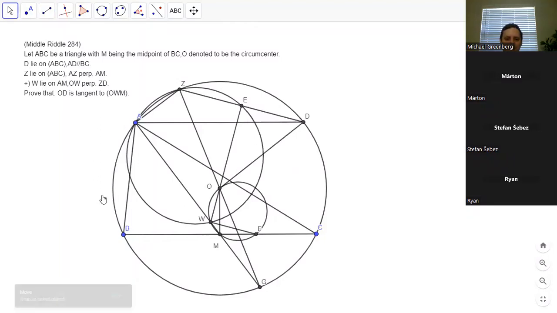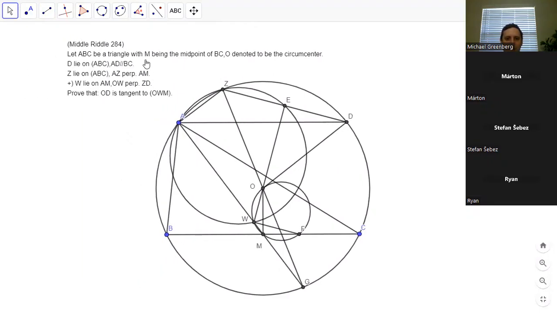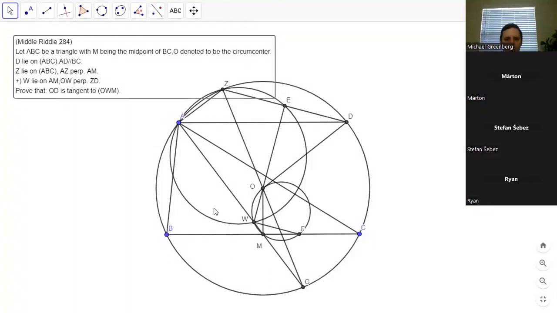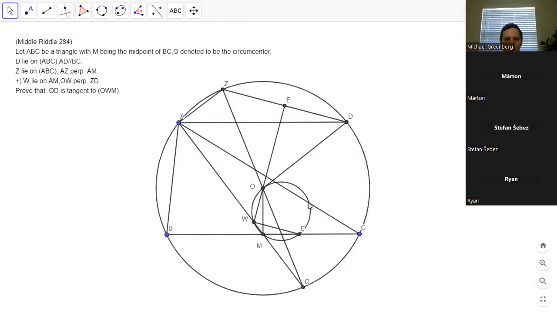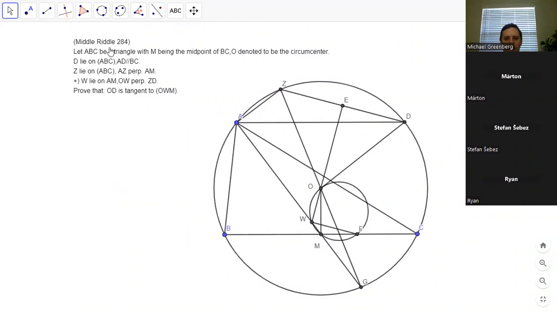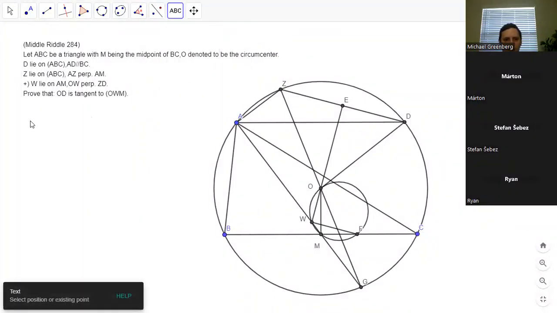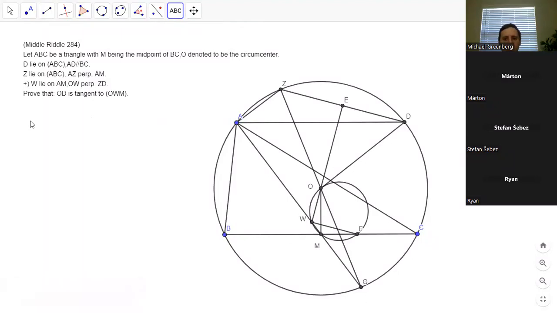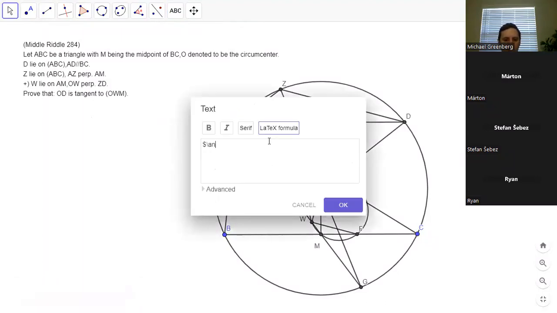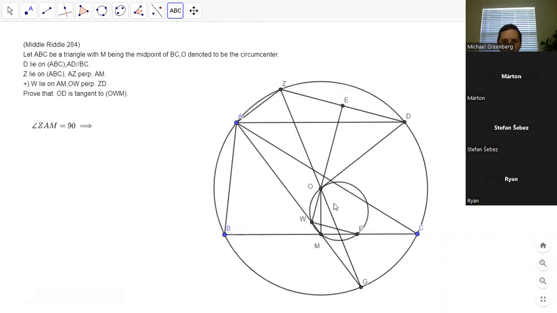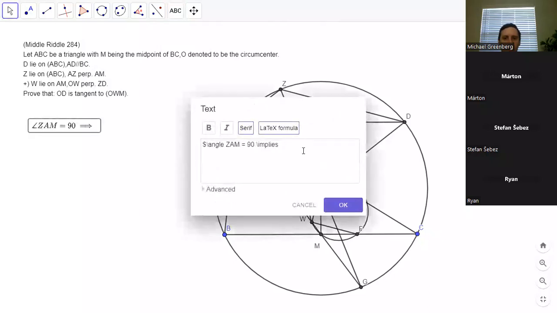Very cool. Okay, so we don't need this circle really, and we'll keep that circle. So since ZAM equals 90, that means that AM and ZO meet at a point G on the circle.